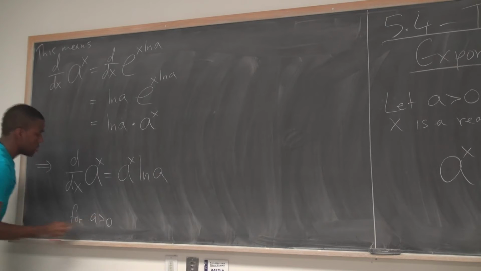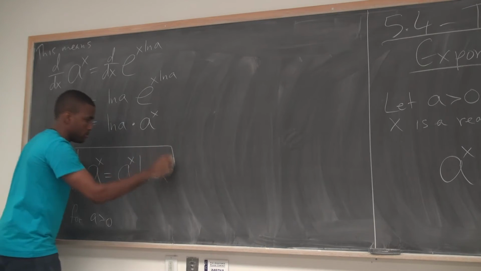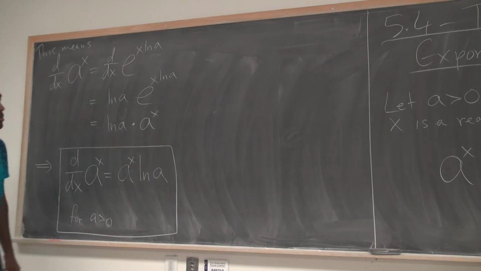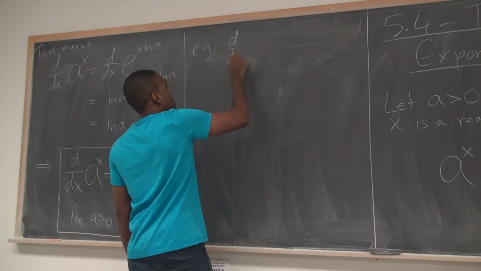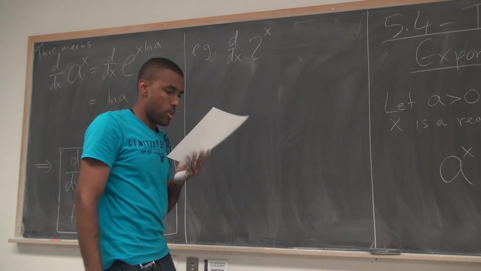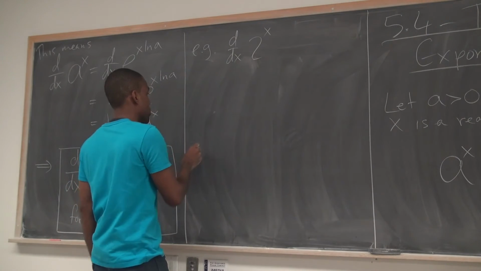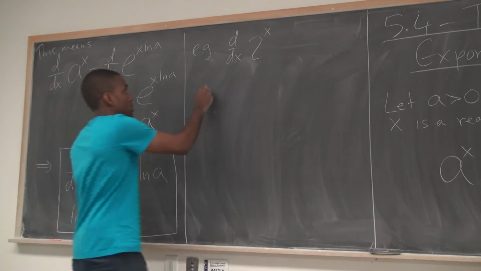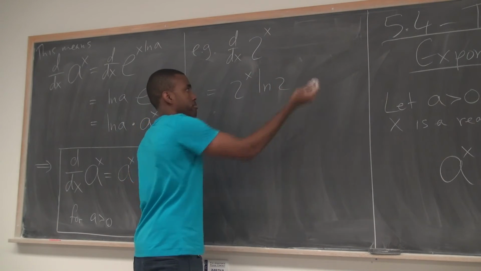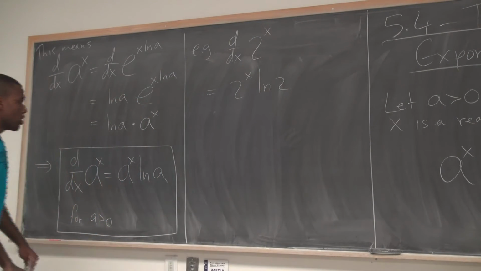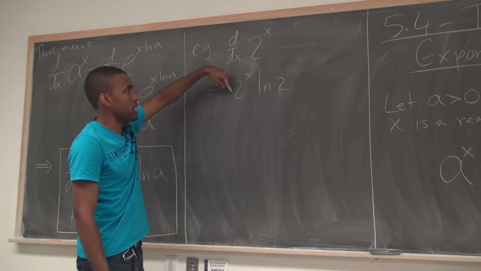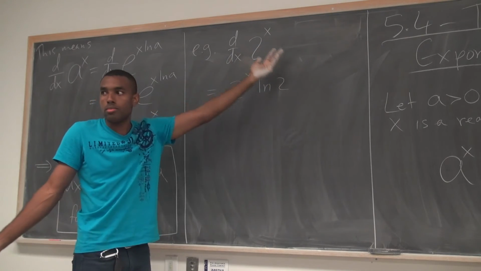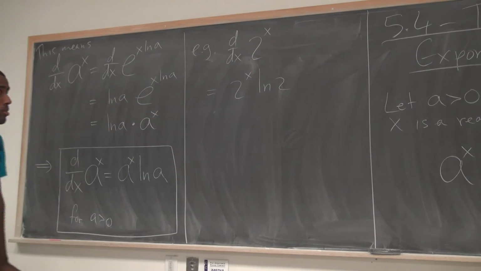For a greater than 0. Example. What is the derivative of 2 to the x? Yep. 2 to the x, ln 2. That's it. Notice that the same rule actually works if a is equal to e. For e to the x, the derivative would be e to the x times ln of e, but ln of e is 1. So it will still work out, and you can even memorize this rule instead of the e to the x rule and it would still be fine.